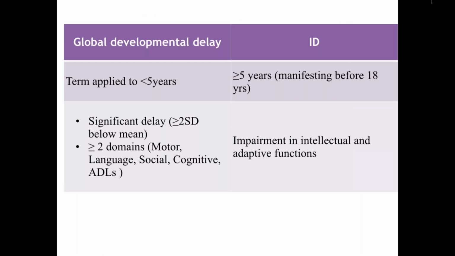The global developmental delay term is used only if the child is less than 5 years of age, and intellectual disability only if the child is 5 years or more of age. And this is because at this age only you are able to do reliably the IQ testing of children. So ID is pertaining mainly to impairment in intellectual and adaptive function, whereas GDD is associated with 2 or more of these 5 domains.